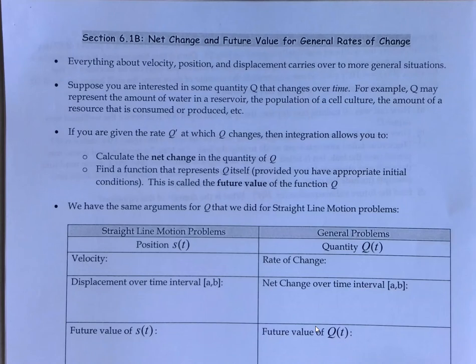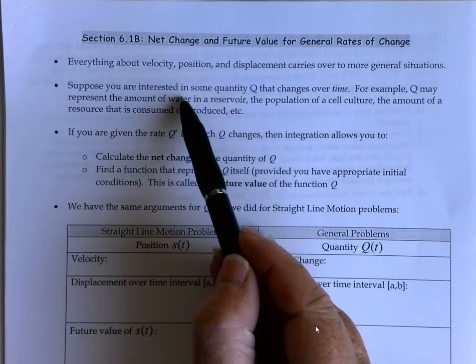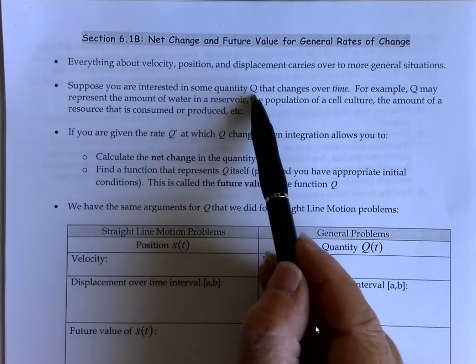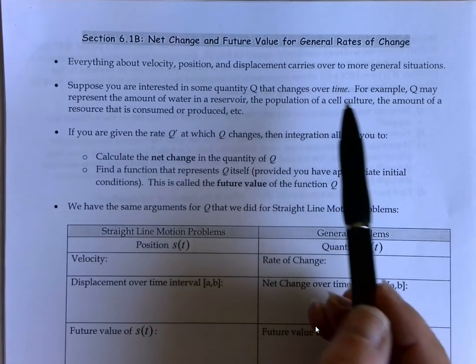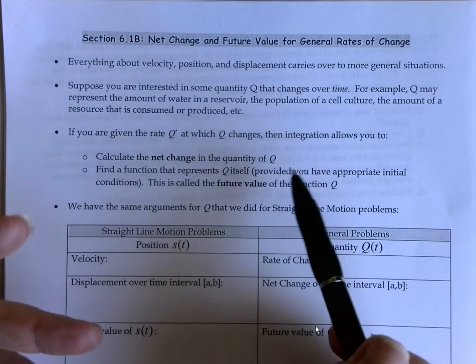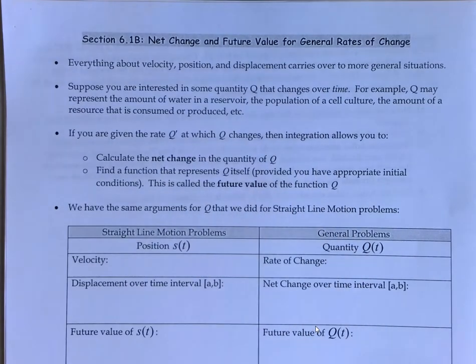This is section 6.1, part 3, and we're now going to generalize everything that we've been talking about regarding velocity, position, and displacement into more general rate of change types of situations. So we're going to start here by imagining that we're interested in some general quantity Q that changes over time. Maybe it's the volume of water in a sink that's being filled or something like that, but something that changes over time.